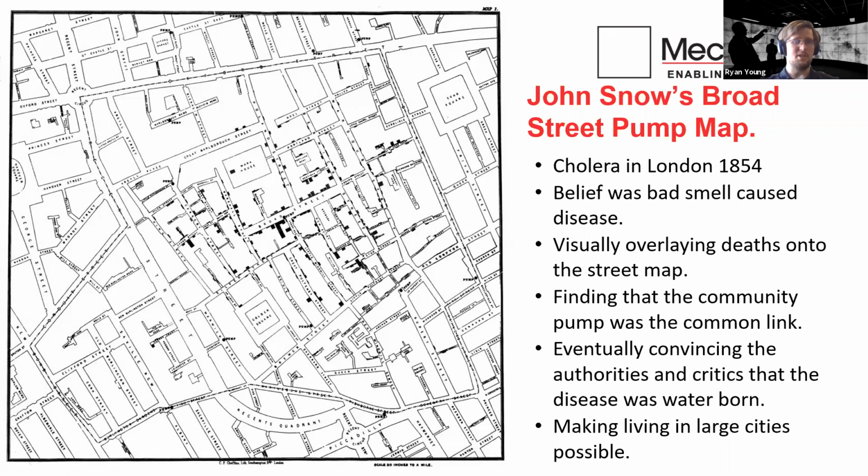And eventually, this map convinced authorities and critics that the disease was indeed waterborne and not airborne. Directly or indirectly, this map led to systematic changes on how big cities handle waste management, making big cities possible in the future.